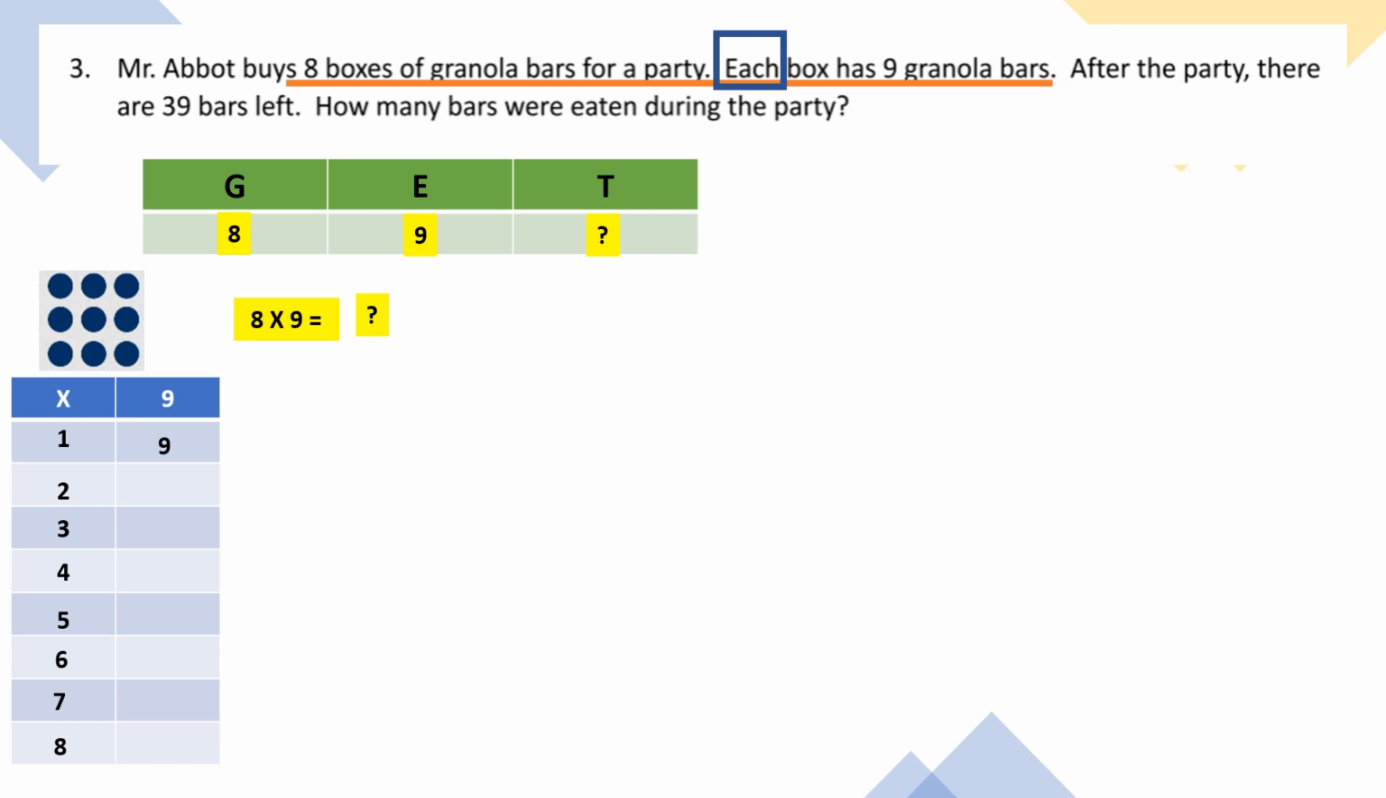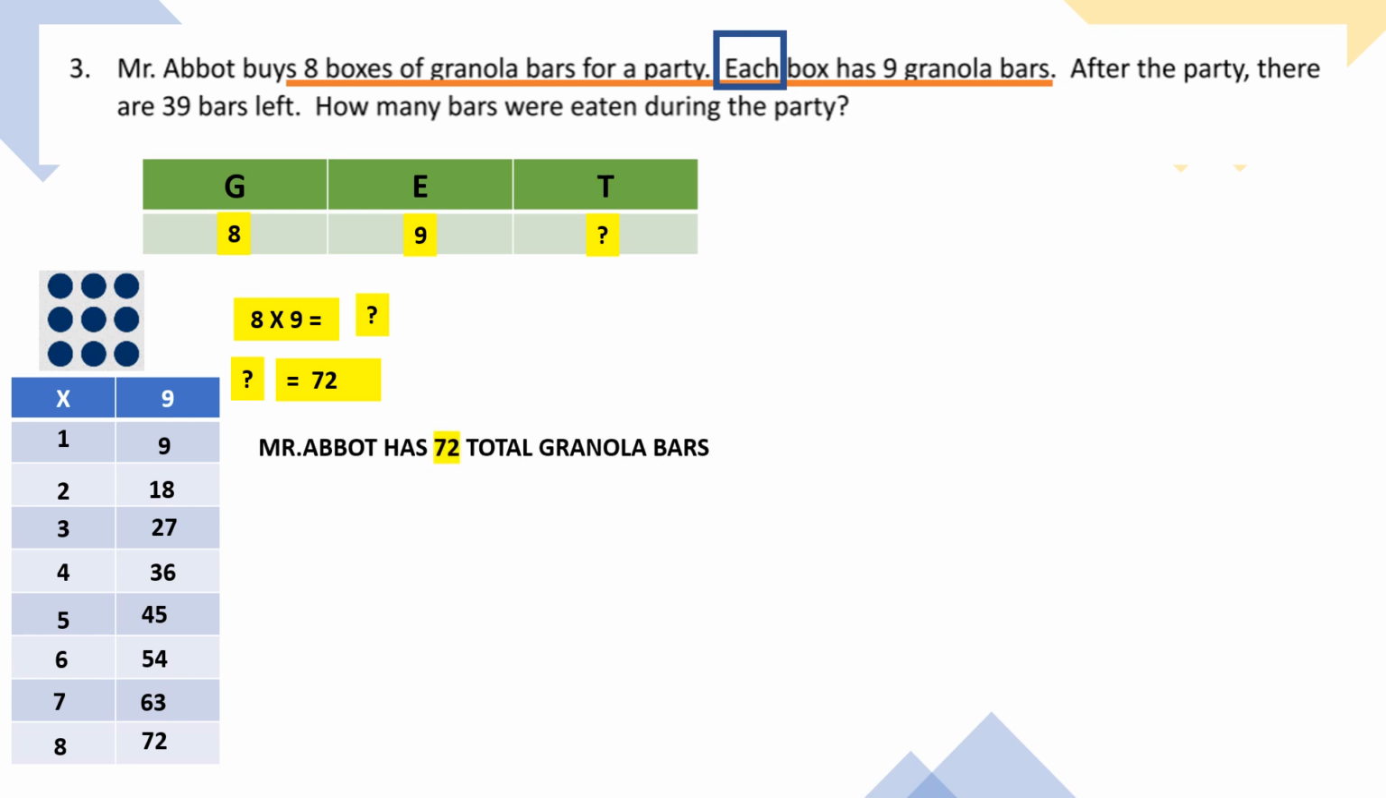1 times 9 is 9. 2 times 9 is 18. 3 times 9 is 27. 4 times 9 is 36. 5 times 9 is 45. 6 times 9 is 54. 7 times 9 is 63. And 8 times 9 is 72. So that means my unknown number is 72.